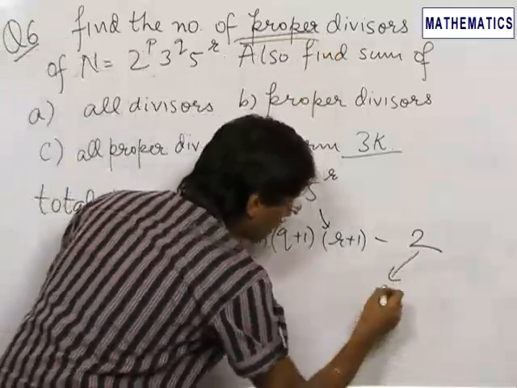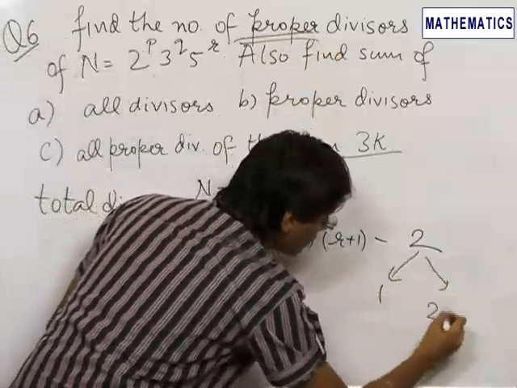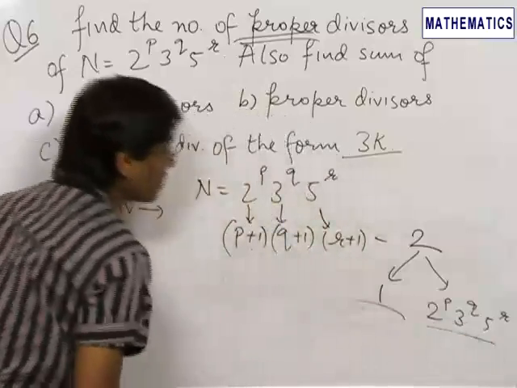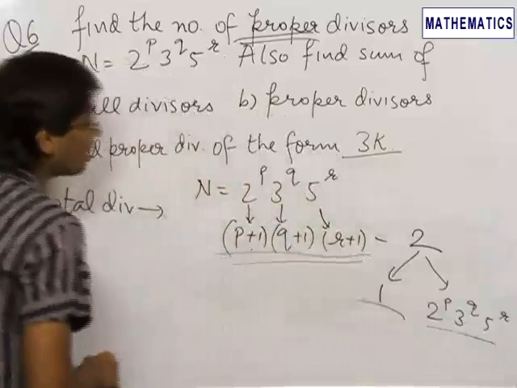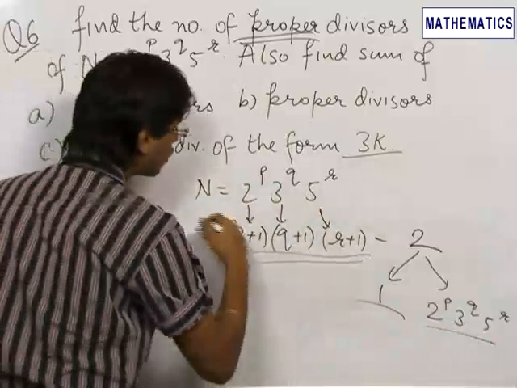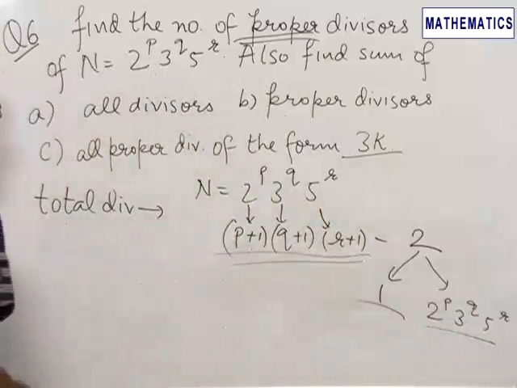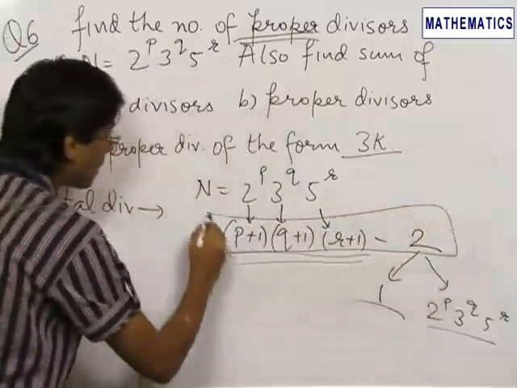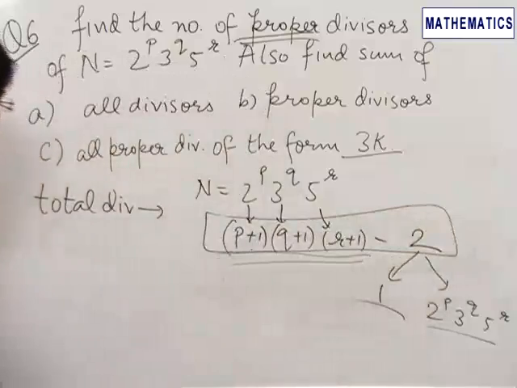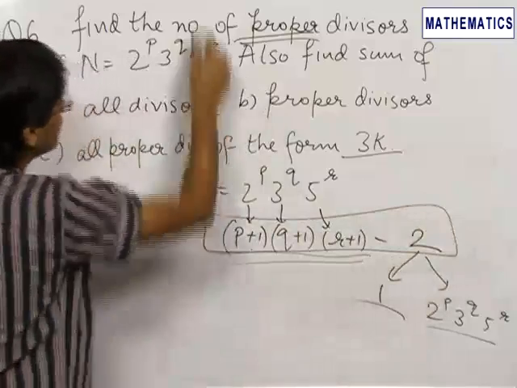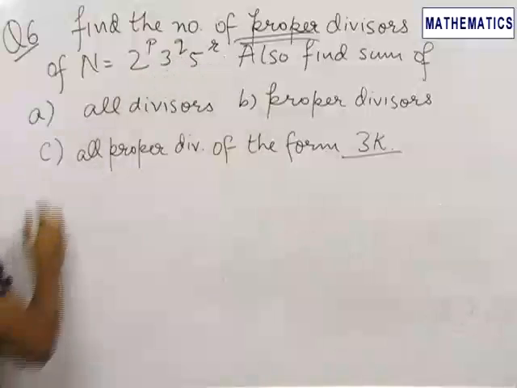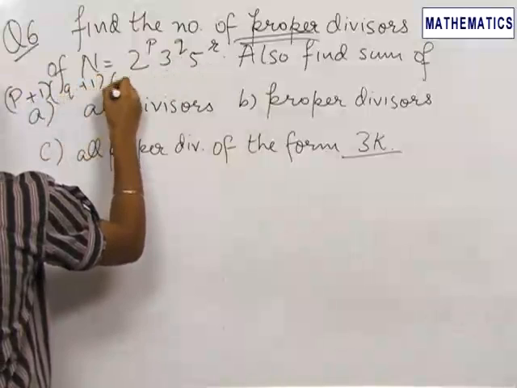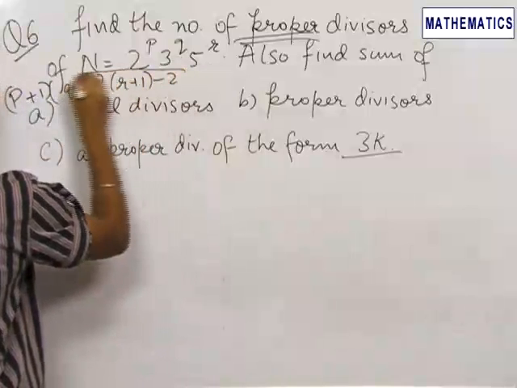This 2 represents the number 1 and the number itself. When we subtract these 2 divisors from all other divisors, then we get the total number of proper divisors. Hence the total number of proper divisors of n are p plus 1 into q plus 1 into r plus 1 minus 2. And this is our answer for this part. We can write the answer over here: p plus 1 into q plus 1 into r plus 1 minus 2.